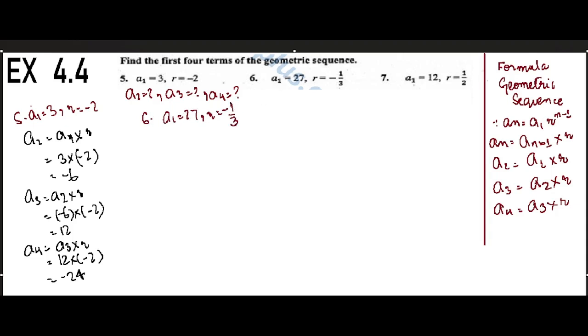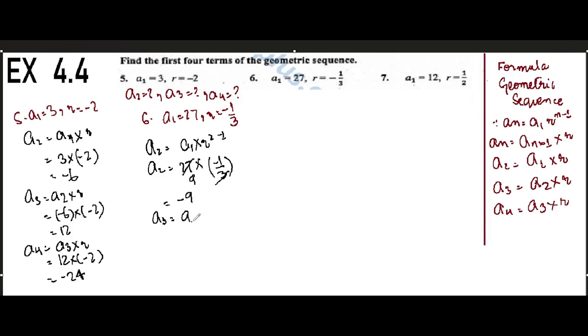1/3. Now we are going to use this formula so that you understand that we can use both of these formulas to get these answers. So a2 is equal to a1 into r raised to the power n minus 1, so 2 minus 1. a2 is equal to a1, which is 27, multiplied by r, which is minus 1/3, raised to the power 2 minus 1, which is 1. 1 power means nothing, so it's gone. It is equal to, 3 9s are 27, so we get minus 9.